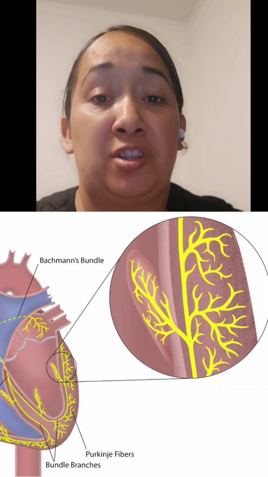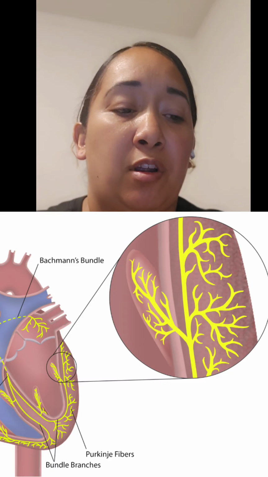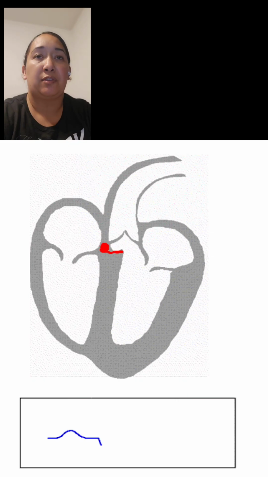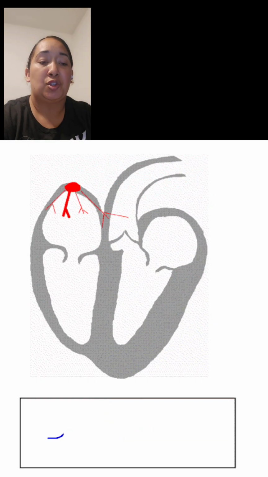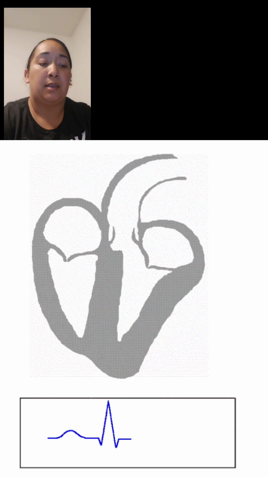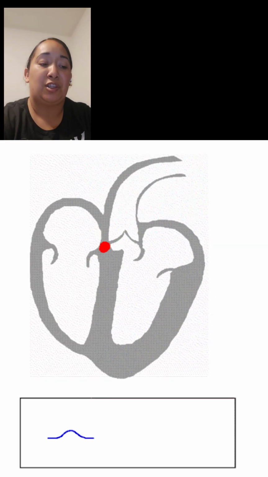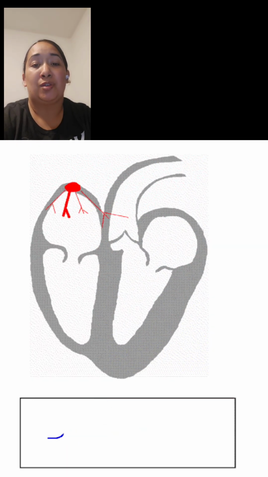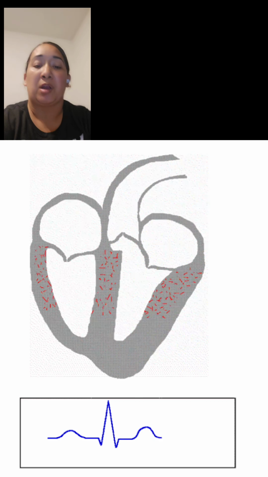Next, you have the Purkinje fibers, and these fibers are spread throughout the ventricular muscle, which delivers the electrical impulse to the ventricular muscle cells, and it then causes the ventricles to contract and pump the blood to the lungs and out to the body as well.